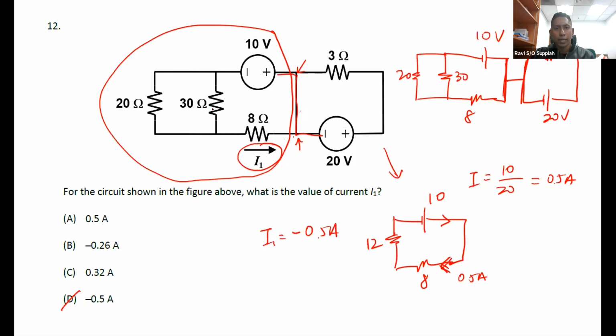So from the circuit analysis, we know the current is going in this direction, but the arrow is drawn in the opposite direction, so that's why you have to put a negative in front. Okay, so that's why the answer here is part D.